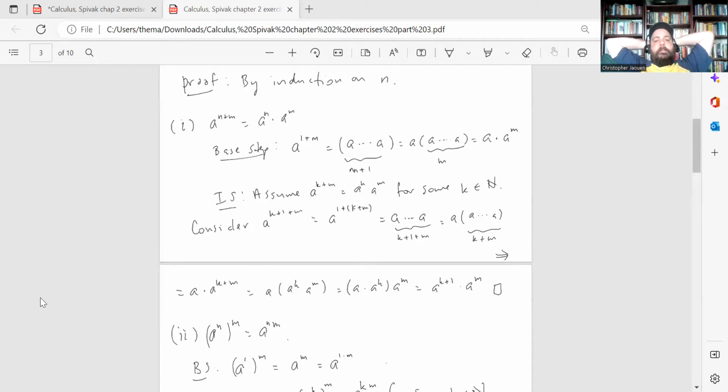The inductive step is to assume, the inductive hypothesis is that we assume that a to the k plus m is a to the k times a to the m for some natural number k. And then we consider a to the k plus 1 plus m, just rearranging the power there. That's the same thing as a to the 1 plus k plus m. And by definition of the power, that's a multiplied by itself k plus 1 plus m times.